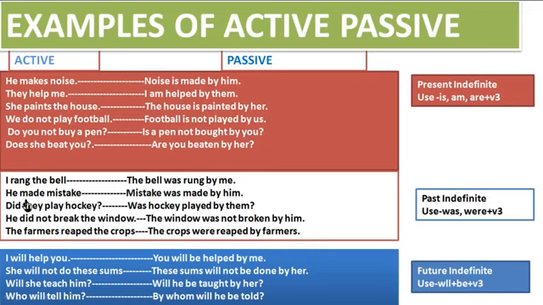The next sentence is, he made mistake. Mistake was made by, he changed into him. The mistake was made by him.